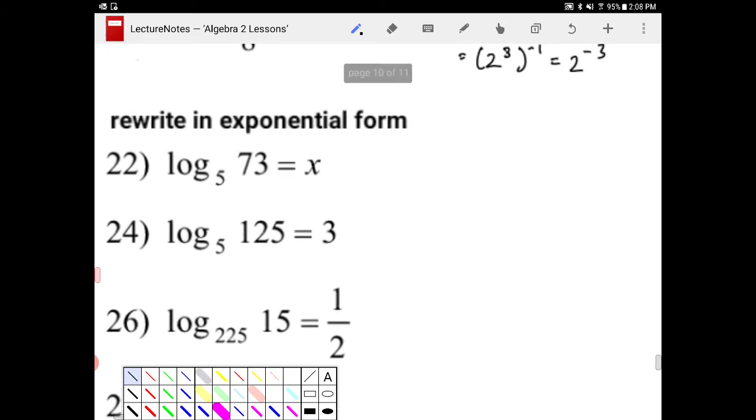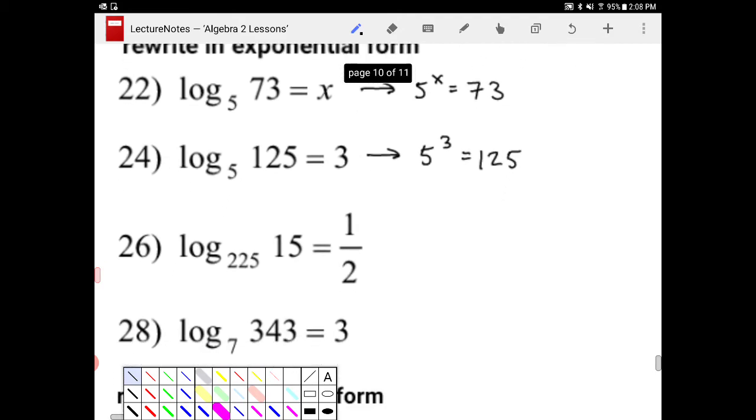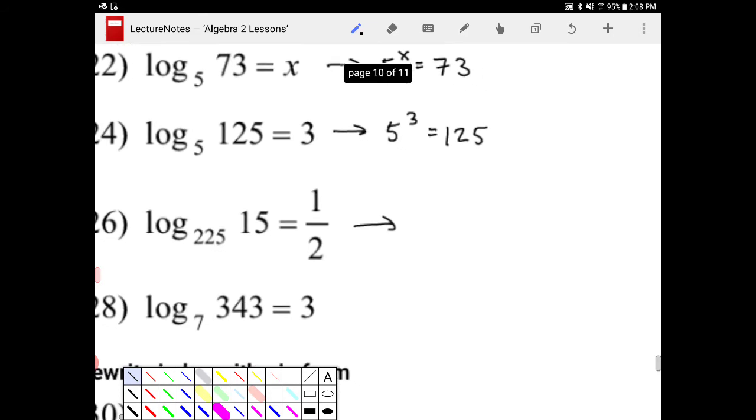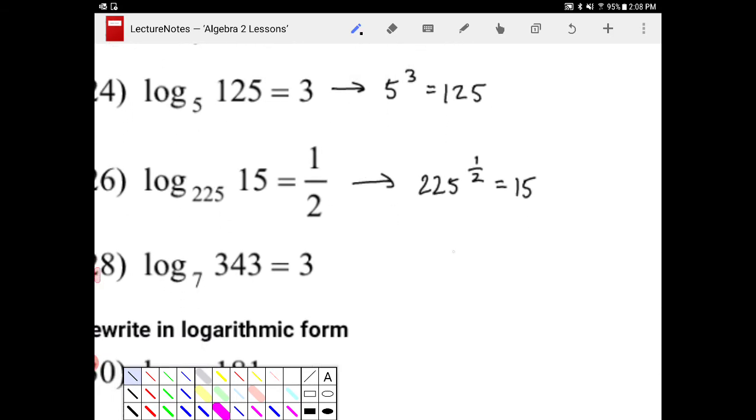All right, so now it says to rewrite in exponential form. It doesn't say to solve, so that's what I'm going to do. This is the same thing as 5 to the x is equal to 73. This is the same thing as 5 to the third is equal to 125. And is that the case? That indeed is the case. 225 to the 1/2 is equal to 15. 7 to the third is equal to 343.